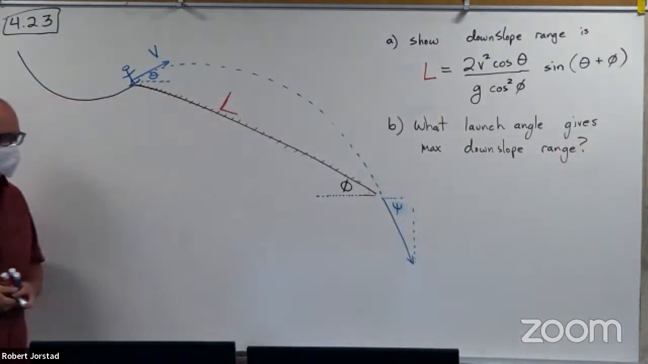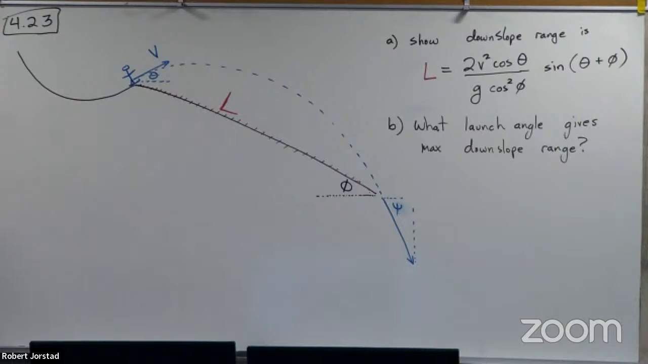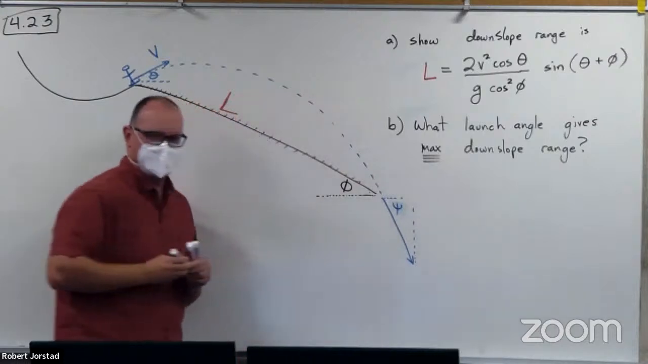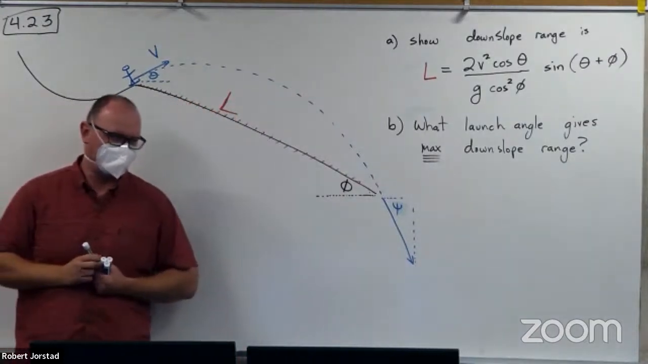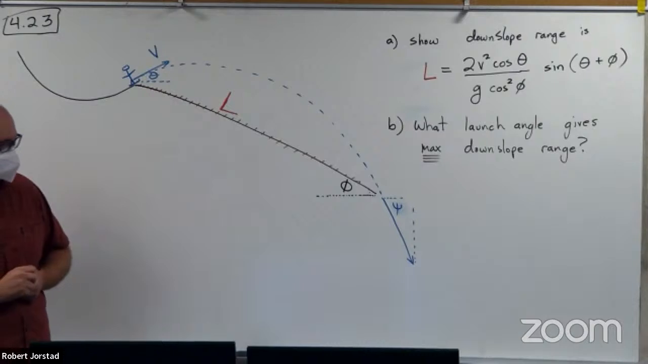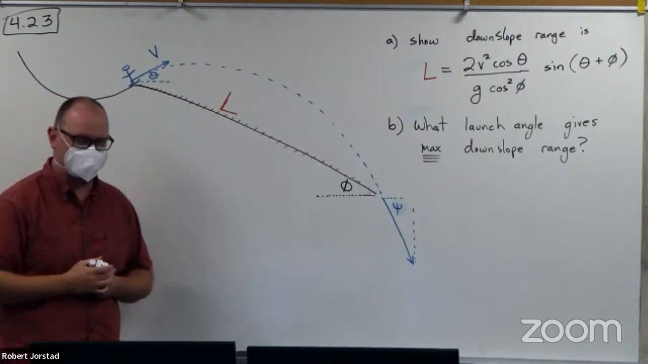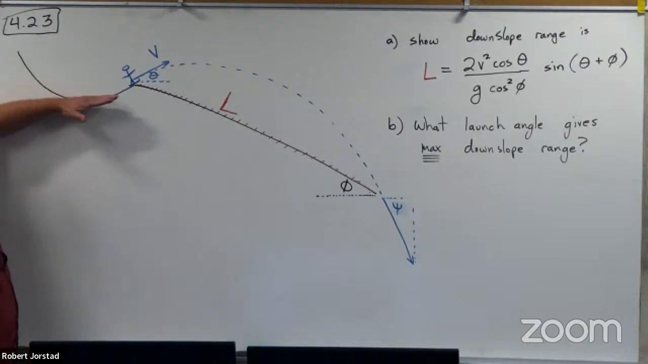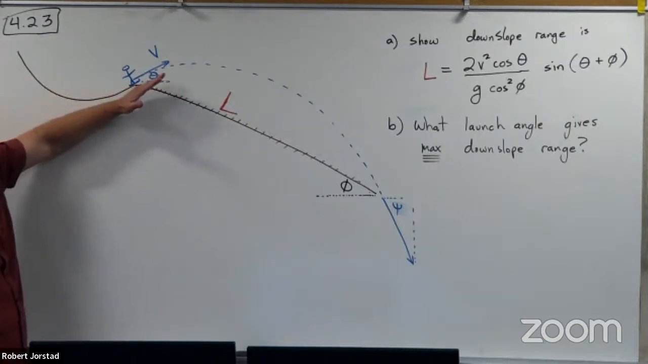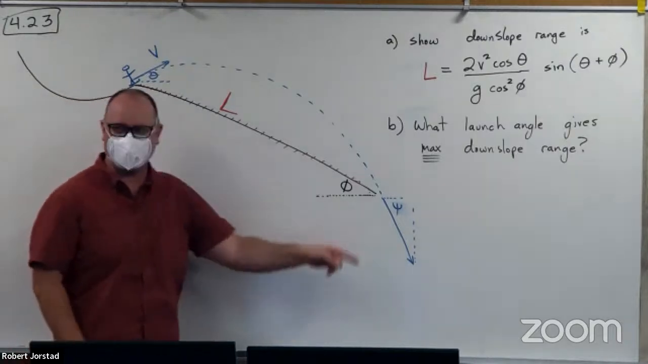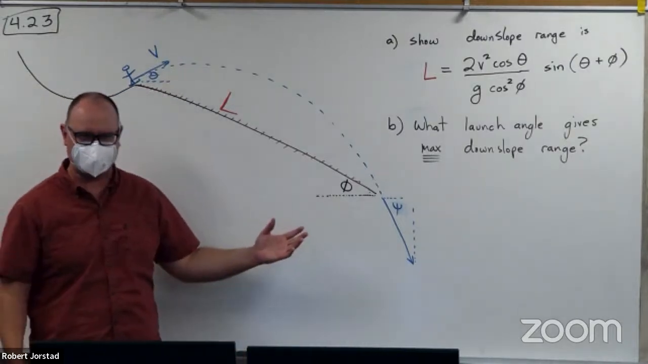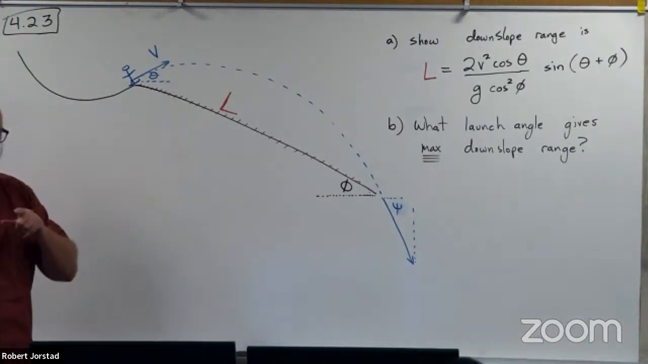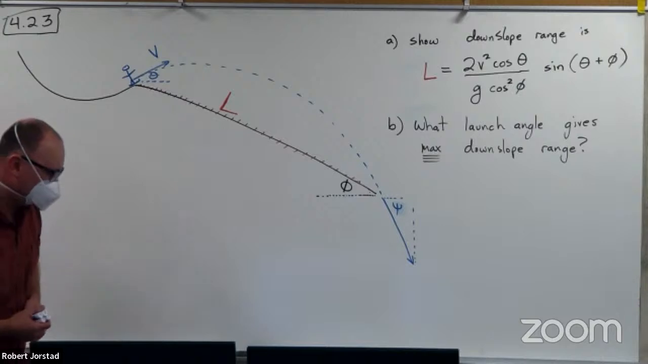What launch angle will give the maximum downslope range? Imagine you are working for the Olympics and your job is to make the most exciting Olympics ever. My claim is, you could design the angle at which they jump to make sure the jumps go as far as possible. People are breaking all kinds of records.